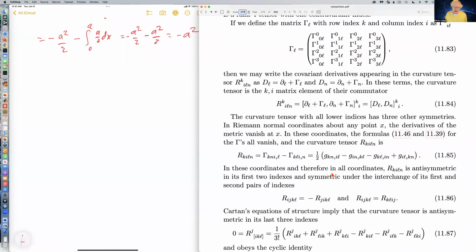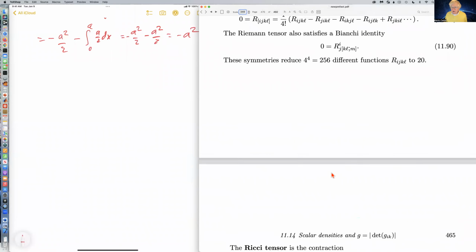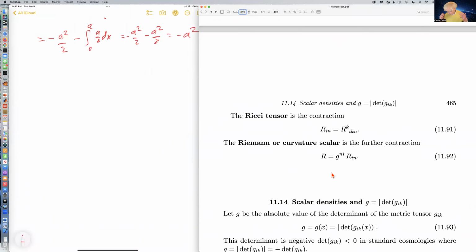Okay, and then there are various symmetries that reduce the number of indices from 256 down to 20, which is pretty amazing. And then the Ricci tensor is then you raise one index and contract, and the Riemann scalar as you contract again.